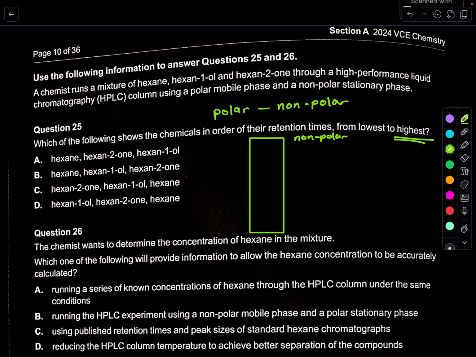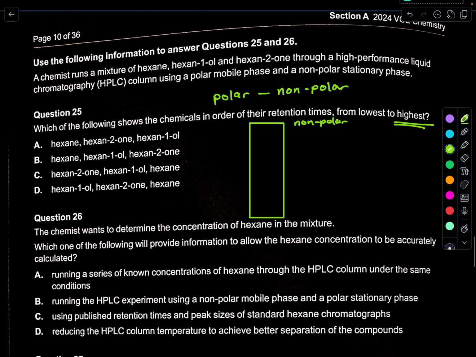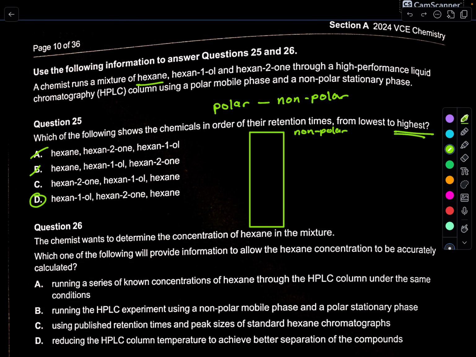So think about it. Of course the polar one is hexan-1-ol because it has strong hydrogen bonding. Then hexan-2-one is what we call dipole-dipole, and then hexane is all dispersion forces. So this one here is basically very non-polar, so it should be on the right. It's not these ones. These ones have hexane, and so it's D. Remember, hexan-1-ol is the strongest one in terms of polarity. Whereas hexan-2-one only has dipole-dipole, which is a little bit weaker compared to the hydrogen bonding.